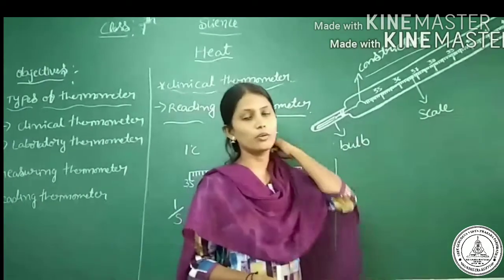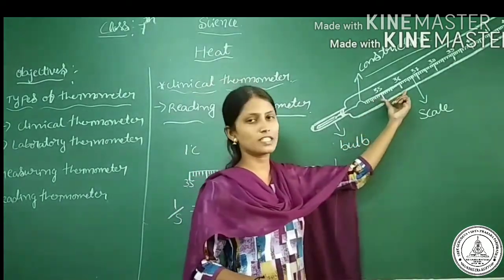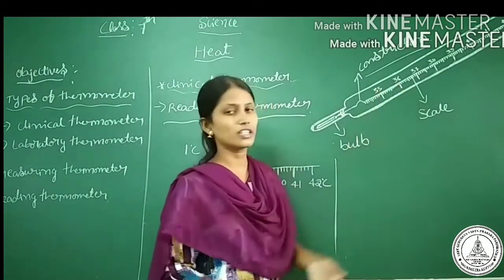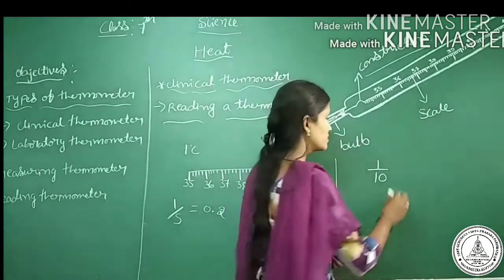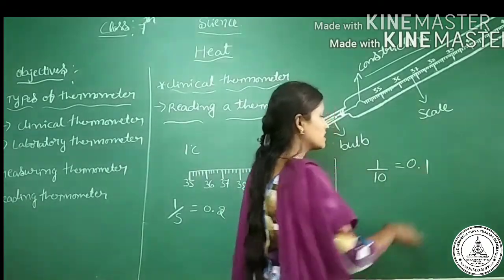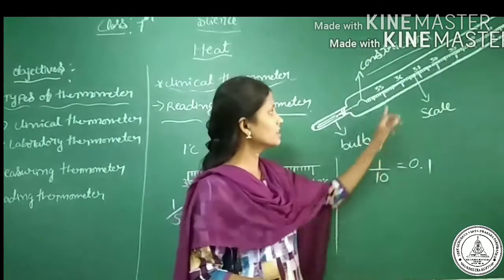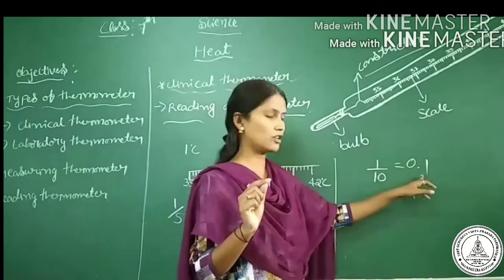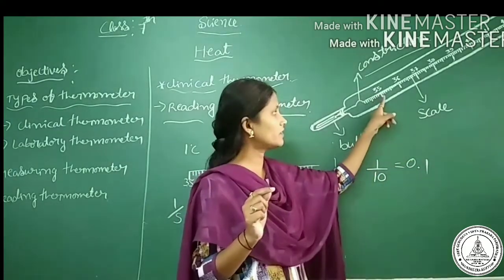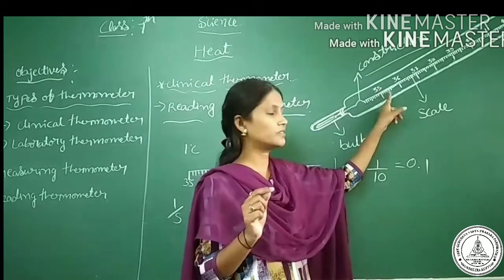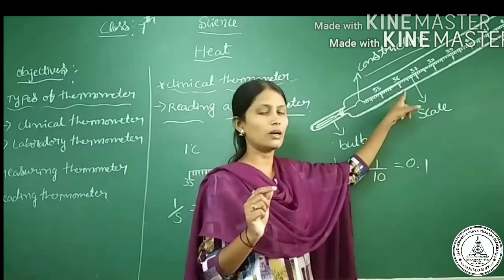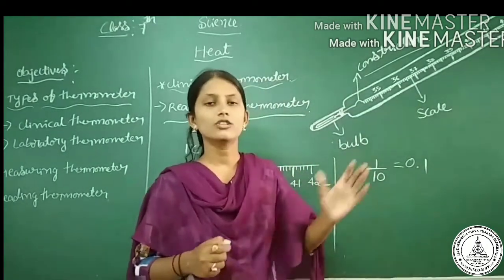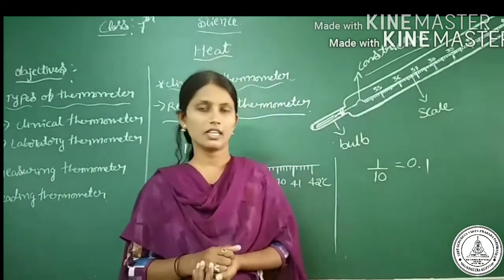But in some thermometers, there are 10 divisions between each 1 degree Celsius. So how do we read it? The total of 10 divisions is 1 by 10, that is, we can consider each as 0.1. So in this type of thermometer, a small division is 0.1. How to read this? 35.1, 35.2, 35.3, 35.4, up to 35.9, and later 36 degrees. Like this we have to read. So this is all about reading a thermometer.